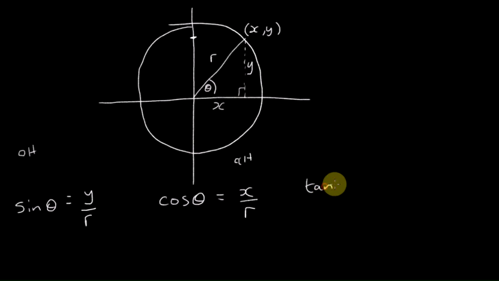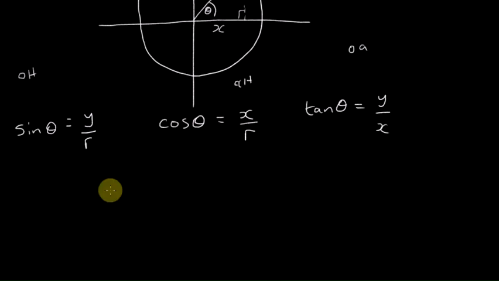So let's do tan theta. Tan theta is TOA from SOH CAH TOA. So that's the opposite, which is y, over the adjacent, which is x. So there we go, we have some information here. But what can we actually do with this now? You might wonder. You might ask. Well, let's have a look. So we can see that y over r, x over r, y over x.